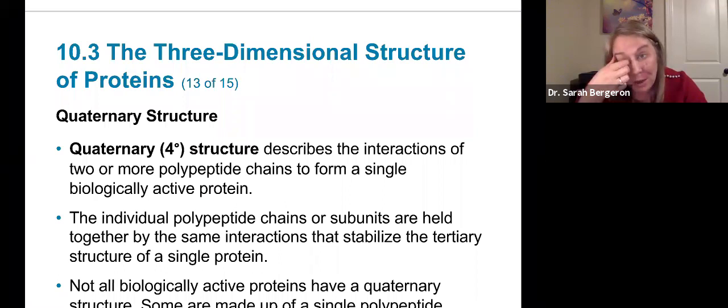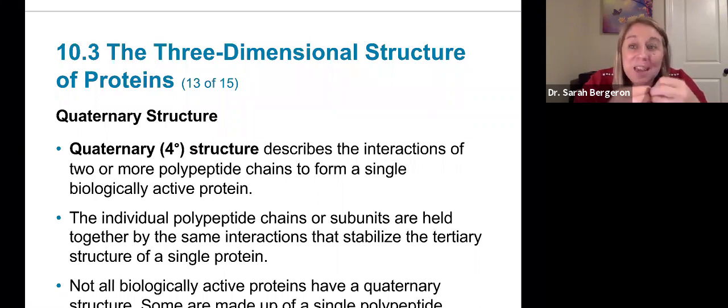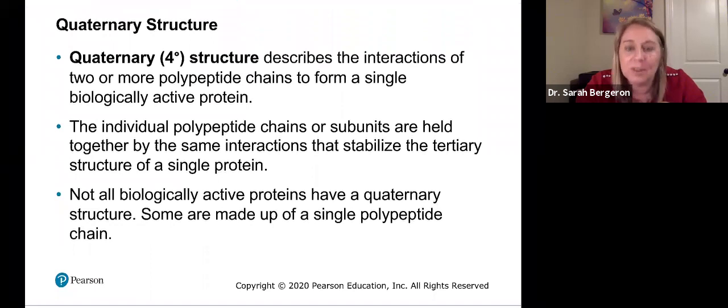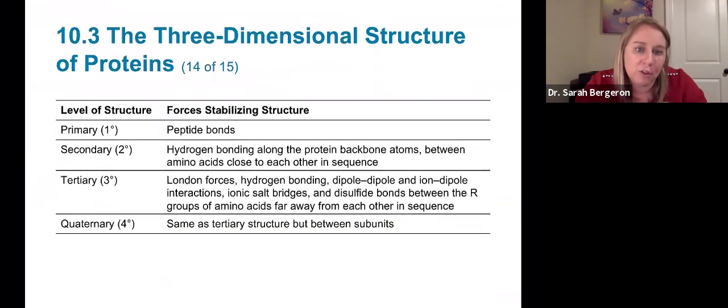Quaternary structure is when you have multiple peptides that have to come together to make a single biologically active protein. Sometimes you don't need a quaternary structure. This is optional. Some need multiple polypeptide chains in order to function. Some proteins won't function unless they have 4 polypeptide chains or 8 polypeptide chains, and some only need 1. The individual polypeptide chains, or sometimes we call them subunits, are held together by the same interactions that stabilize tertiary structure. So side chain interactions, disulfide bonds, all those kinds of things. And not all biologically active proteins need a quaternary structure. Some of them only have tertiary.